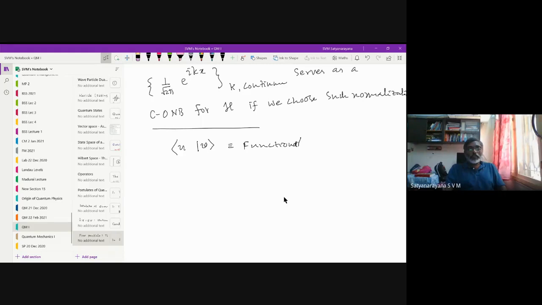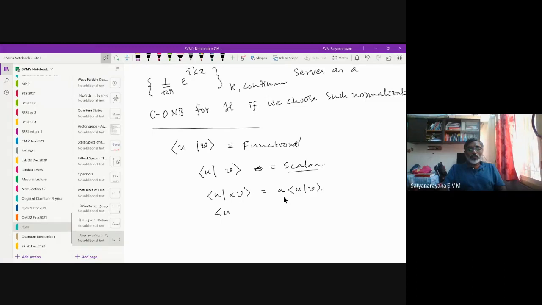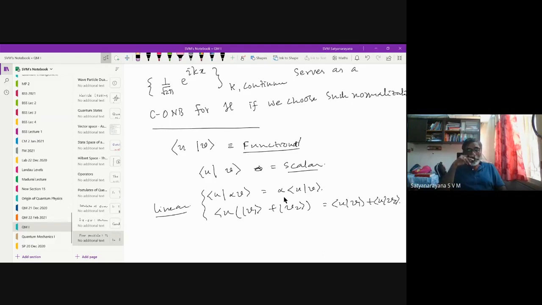Why? Because this operation u will take a vector and then give a scalar, right? This will be a scalar. So that is the definition of a functional. It will take a vector as an input and give out a scalar as an output. Now this is linear because if I take u with alpha times v, then I will get alpha times u with v, or u with v1 plus v2, then I get uv1 plus uv2. So these two properties are satisfied, so this is a linear functional. Now if these two are not satisfied, then that is a nonlinear functional.